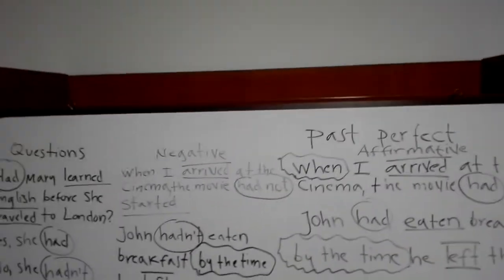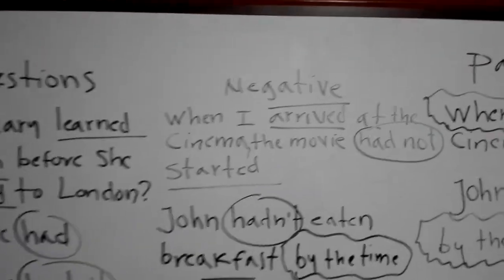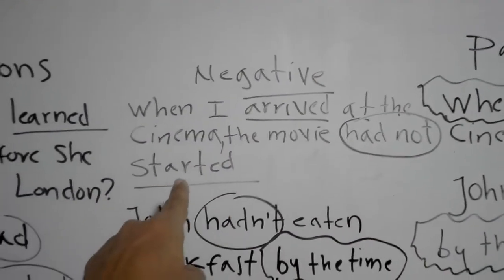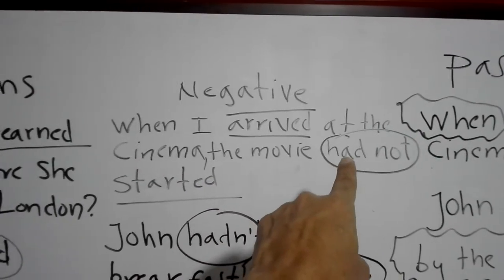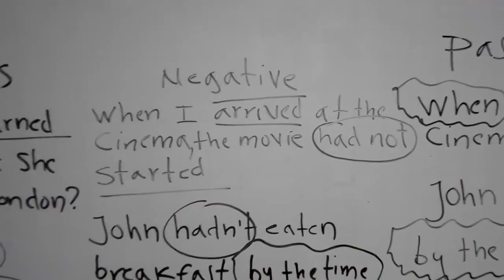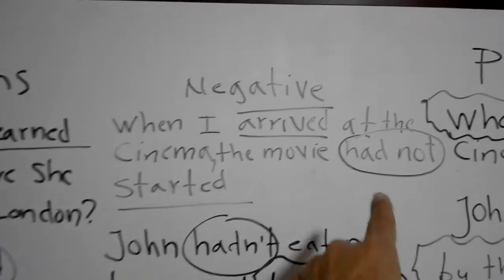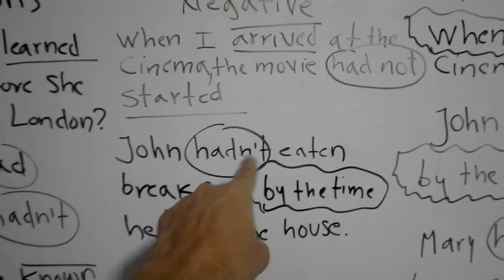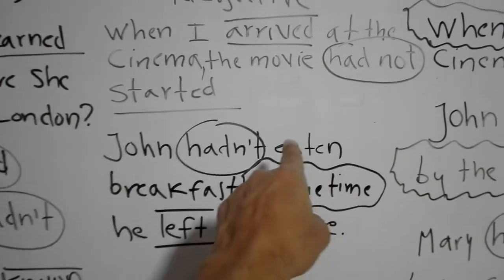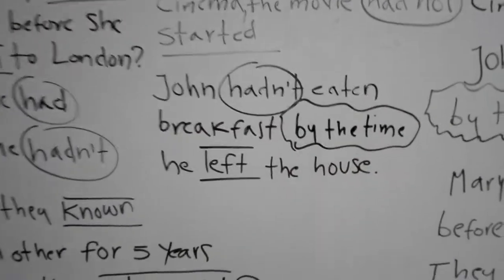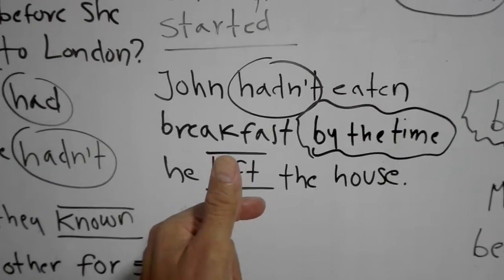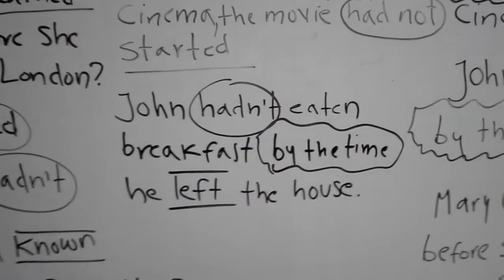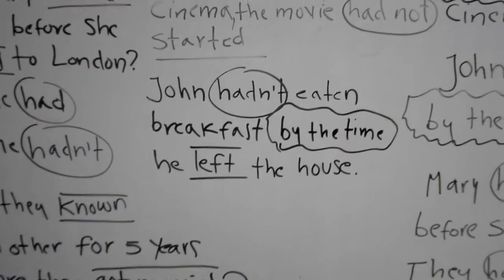So now let's move on to negative sentences. And we have here, when I arrived at the cinema, okay, the movie hadn't started. This is negative. We simply deny the auxiliary, had not or hadn't, if we use the contraction. When I arrived at the cinema, the movie had not started. And the second one, John hadn't, here with the contraction, John hadn't eaten, the past participle, breakfast by the time he left the house, okay? So this is the past simple here, and I combine it with the past perfect. You see, John hadn't eaten breakfast by the time he left the house.